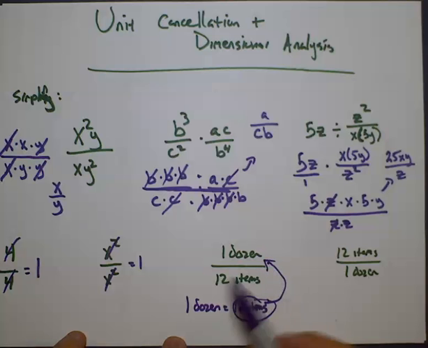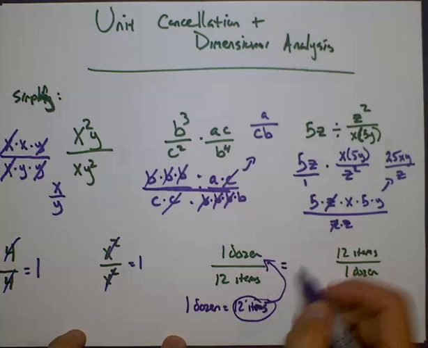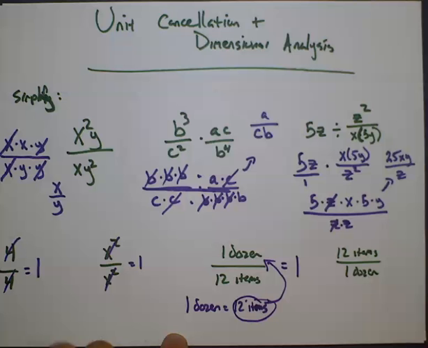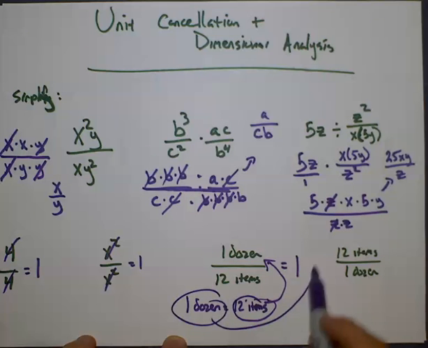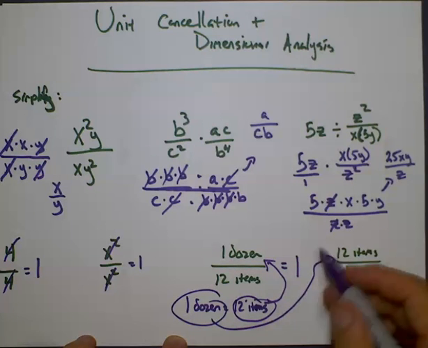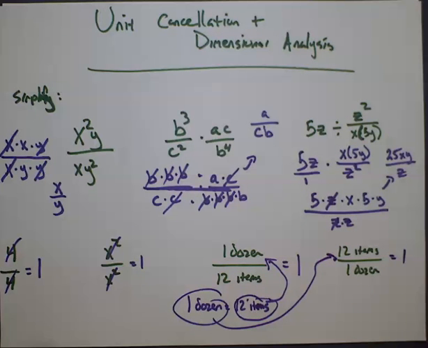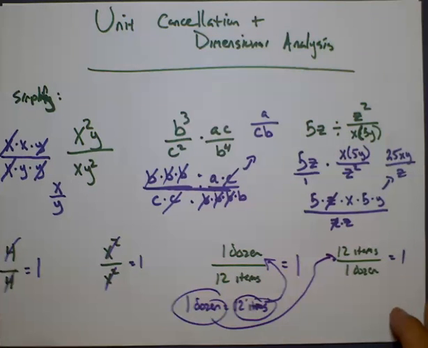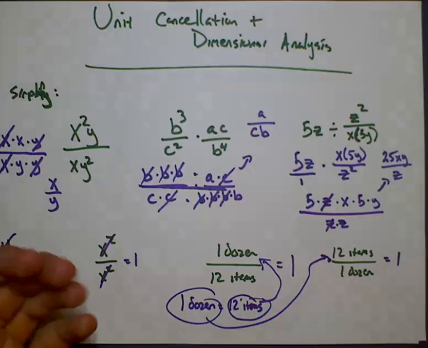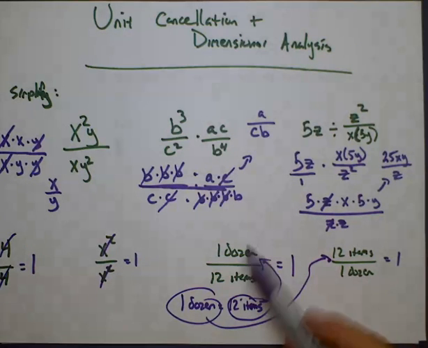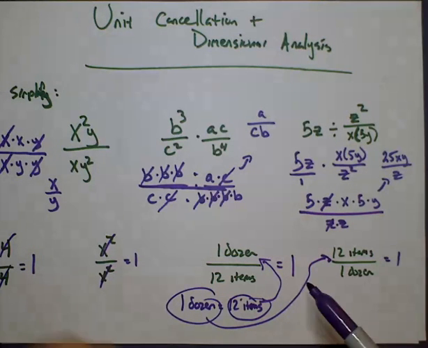And since I can substitute it, we get 12 items over 12 items, it cancels. It becomes 1. Same way, if I've got 12 items over 1 dozen, I can substitute 1 dozen in for 12 items. And it becomes 1 dozen over 1 dozen, which just equals 1. And I can do that no matter which one's on the top or which one's on the bottom. I can substitute either one. Because they equal each other, these things would essentially be equal to 1.